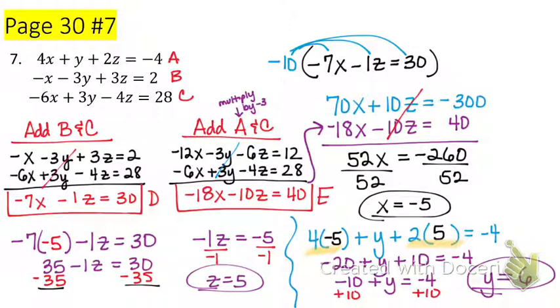So I always combine like terms, but you can also add the 20 and then subtract the 10. And either way, you should get y equals 6. So my solution, written as an ordered pair, starting with x. X is negative 5, and then y is positive 6, and z is positive 5. And that is my solution.